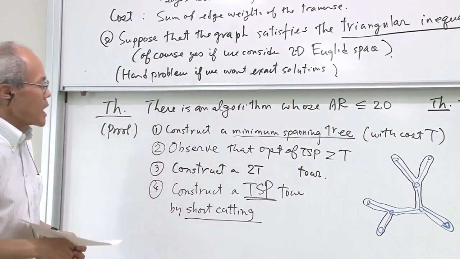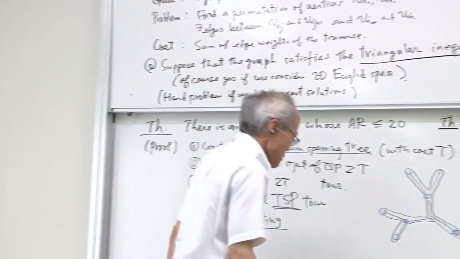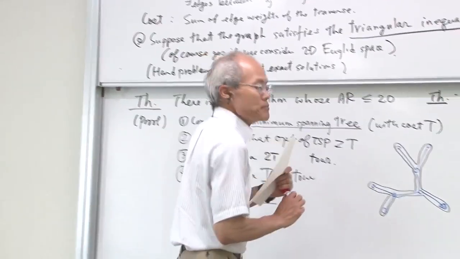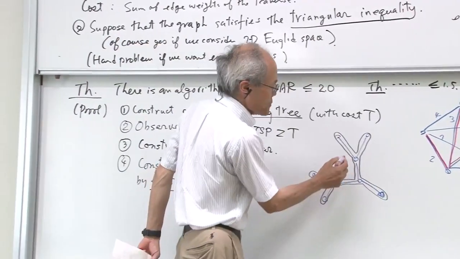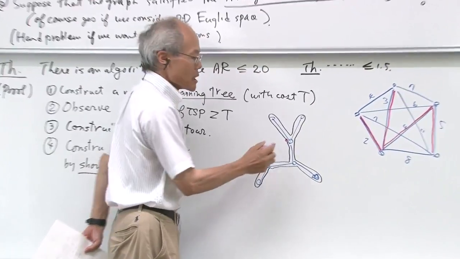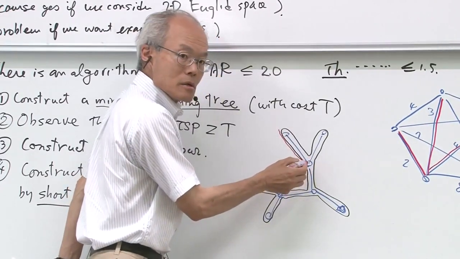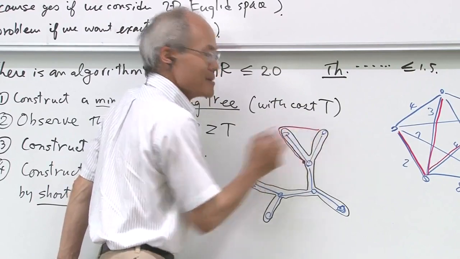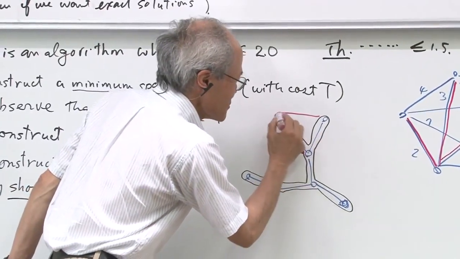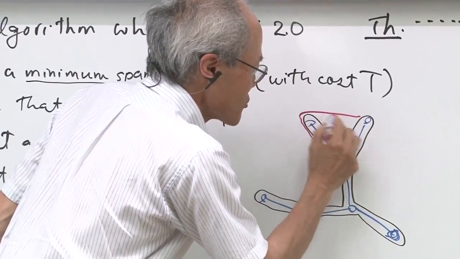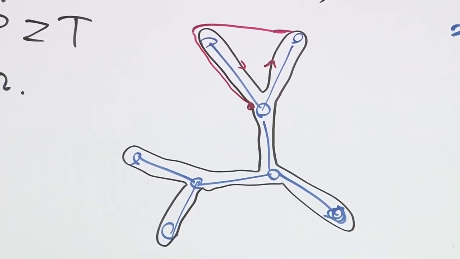Now, from this tour, you can construct a TSP tour by shortcutting. What do you mean by shortcutting? Pretty simple. You can start from any position, for example, here. Now use this tour. Oh, no good. You come back, so you use a shortcut, like this. It's not good to visit the same vertex twice, so just shortcut.